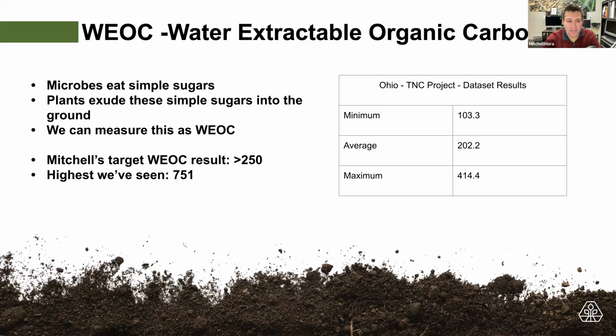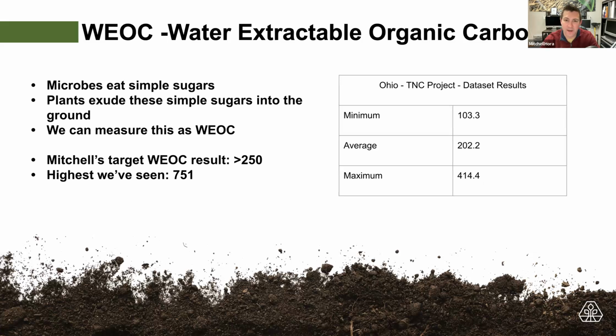In my entire data set, the highest water extractable carbon I've seen is 751. I was having fun preparing all these slides, looking back through my full data set at some of the highest results I've seen. In the project here, the minimum result that we found was just over 100. Not terrible, but this average number of 202 is fairly solid. It's definitely where we want to be able to get to. The maximum that we found in this data set was 414. That's definitely really, really great.